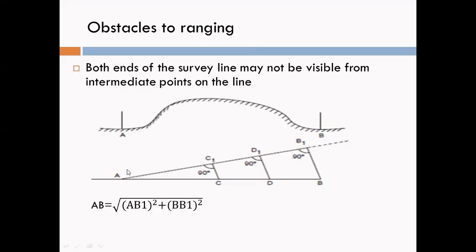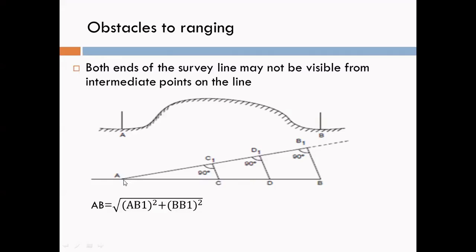Okay. Now from point A, draw AB1 and select the point B1. From point B1, draw perpendicular B1B and select the point C1 and D1 on line AB1. C1 and D1 are the intermediate points. From point D1 and C1, draw perpendicular C1C and D1D. Now, measure the length of line AB1. Also measure the length of line BB1 on the ground.